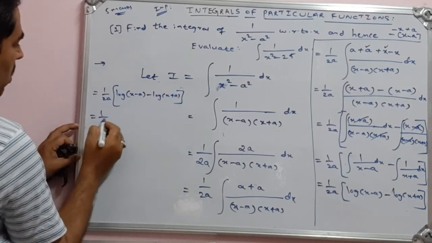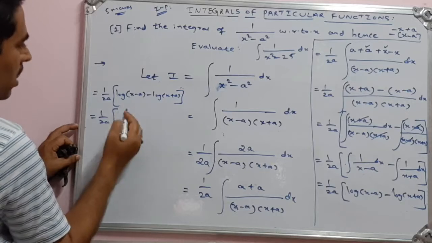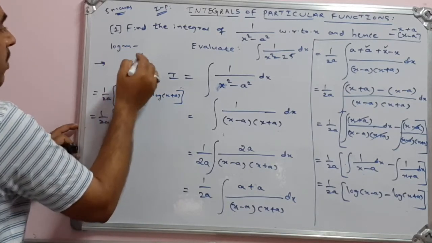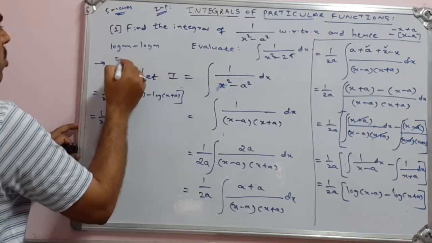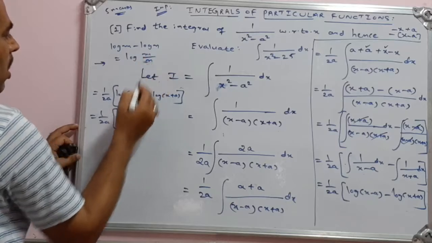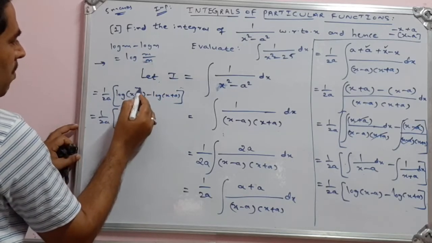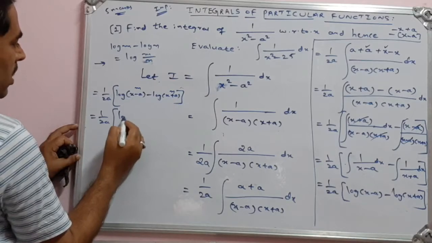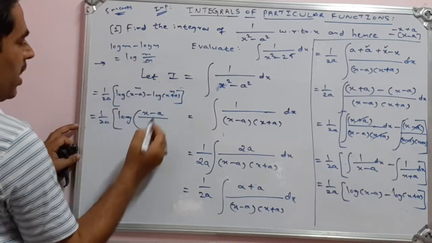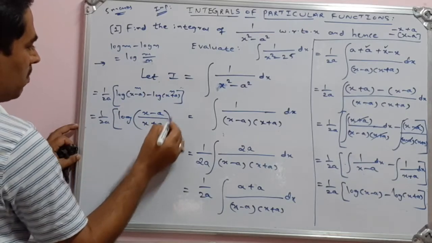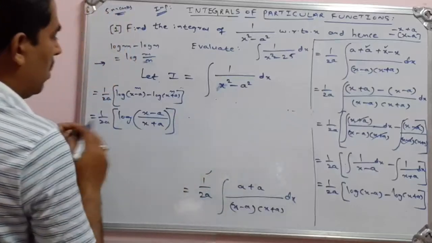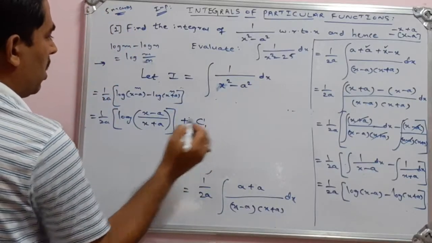Okay. Now see, 1 by 2a is outside. See log of x minus a minus log of x plus a. Let us use the log property. We know in differentiation, log m minus log n gives me what? Log of m by n. Okay, log of m by n. So you treat this as m and this as n. See log m minus log n gives me log of m by n, m means x minus a, n means x plus a, plus constant of integration.